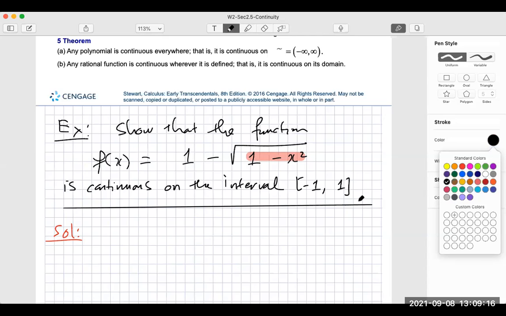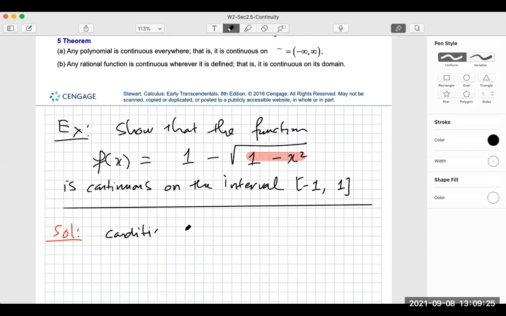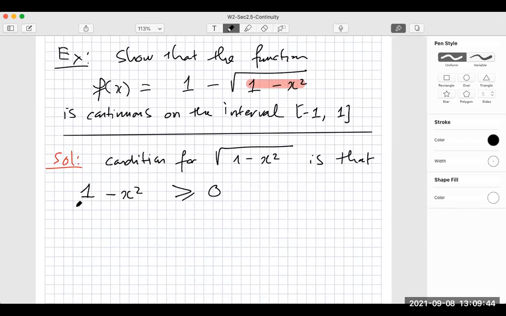Someone said positive. Thank you, Madison. So the condition is that 1 minus x squared should be nonnegative, the definition of a radical function. Okay? What does it mean? Can we find the intervals of x that satisfy this condition? What should we do?